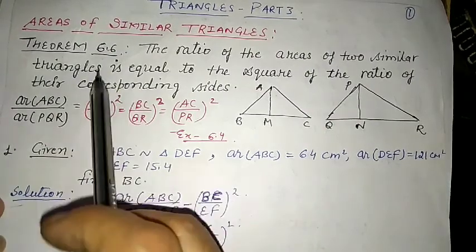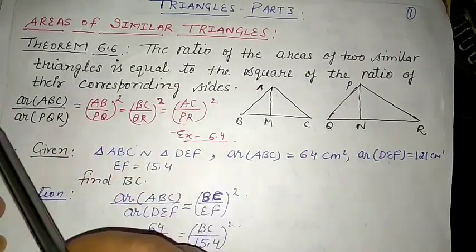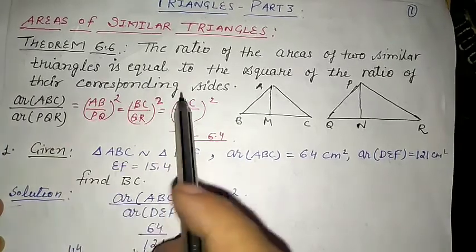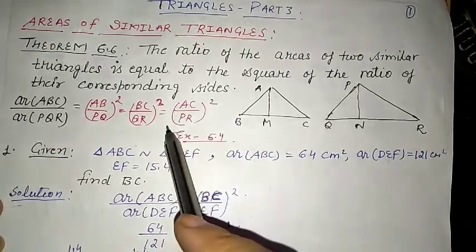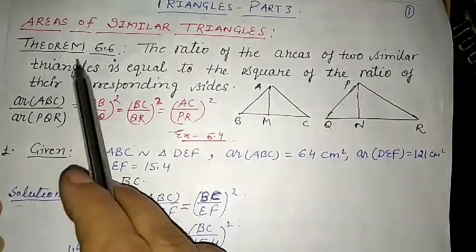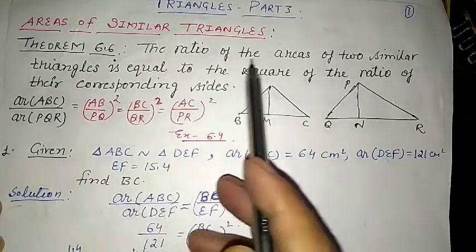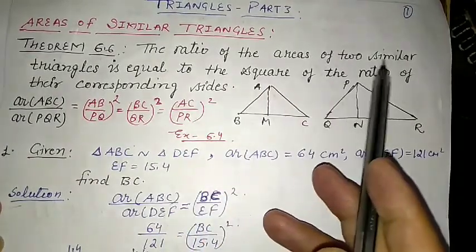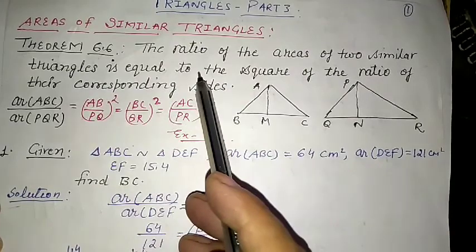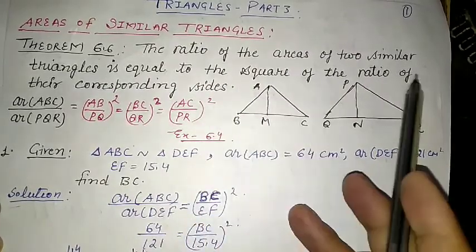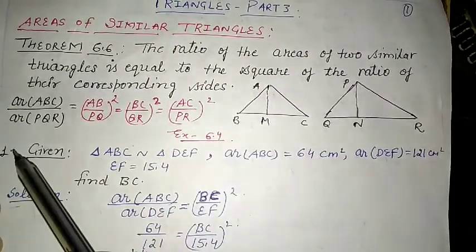Hello everyone, in this video we are going to discuss the area of similar triangles, that is the area theorem. For this we have to learn the statement and the result also. According to this theorem, the ratio of the areas of two similar triangles is equal to the square of the ratio of their corresponding sides.